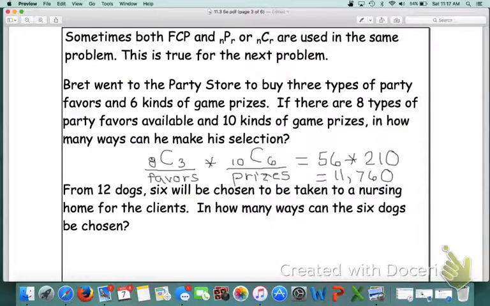The next example says from 12 dogs, 6 will be chosen to be taken to a nursing home for the clients. In how many ways can the 6 dogs be chosen? Okay, so order is not important here. We're not picking them in a certain way. We're just saying 6 of them are going to go to the nursing home. They're all doing that same activity. So we have 12 dogs that we're going to choose from, but we're only going to pick 6 of them. And that would give me 924 combinations.